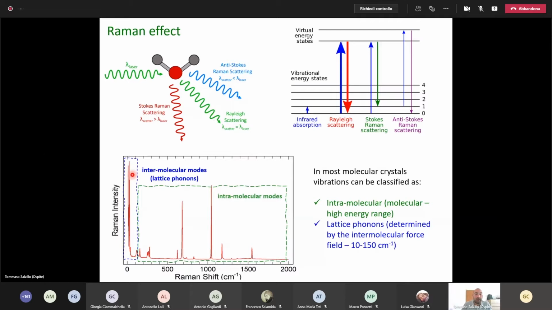And the other range is the low frequency, the one that I highlight in blue. And this is the range below 150 wavenumbers. It's not common because it's not easy to reach this range with a commercial Raman instrument. But this is really useful for the study of molecular crystalline materials. Indeed, here we don't observe the vibration of the single molecule anymore, but we can observe the vibration of the crystal lattice. So, in other words, it is the fingerprint of each specific polymorph.